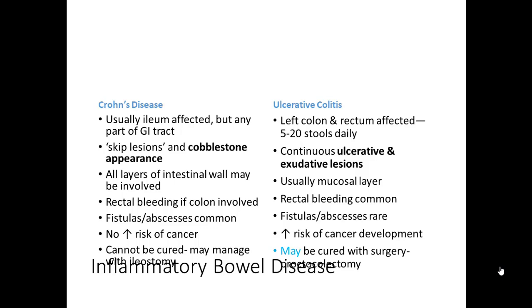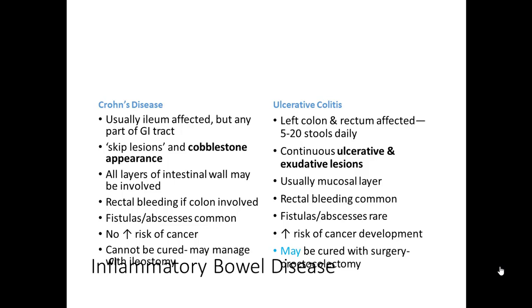There can be rectal bleeding if the colon is involved. Fistulas and abscesses are common. A fistula, as you guys know, is an abnormal opening between two organs. So maybe it might be between two different segments of the intestines. Might be a cutaneous fistula where there's an opening up to the skin from the intestine, or even a perirectal abscess. So yeah, fistulas are common in Crohn's disease.